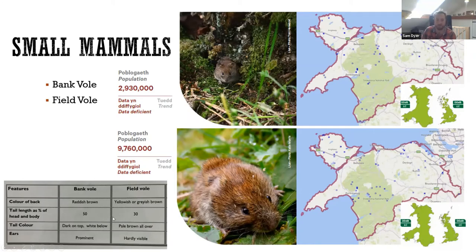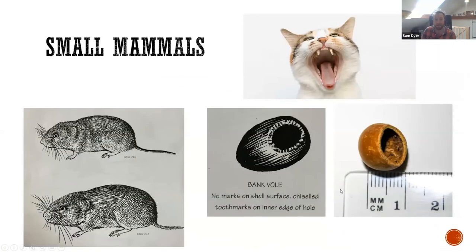With the field vole, the ears are far more hidden away in the fur, they're less obvious. The tail is proportionally shorter, so about 30% of the body length. Its tail is pale brown all over, so it's not this two-tone color. Again, cats are a really good way of detecting voles, so if you can identify them, please do submit the records that way.